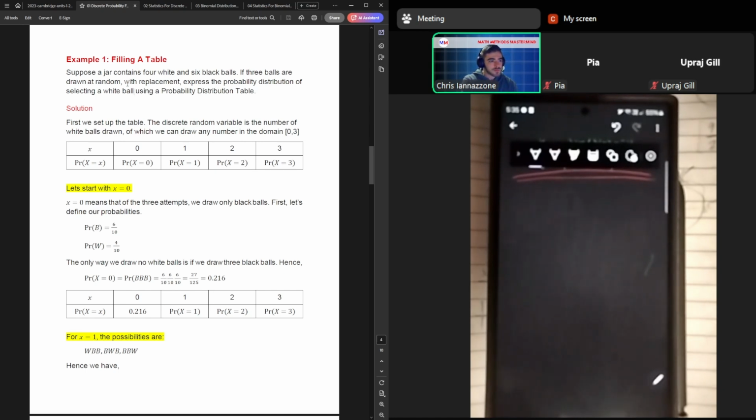This will be a keyword that comes up a lot, this idea of with or without replacement. What with replacement means, in this case, is as if you were picking a ball out of the jar, looking at it, seeing, yep, I picked a white ball, putting it back in, shuffling it up, and then picking another one.